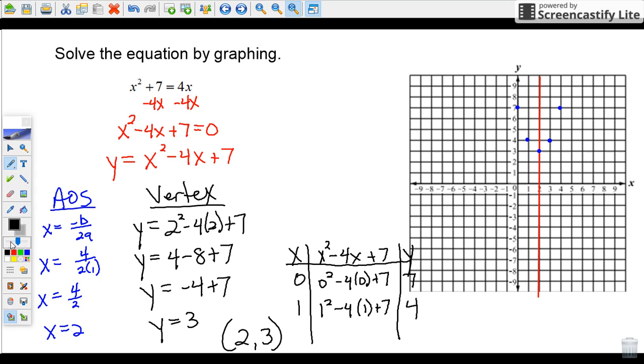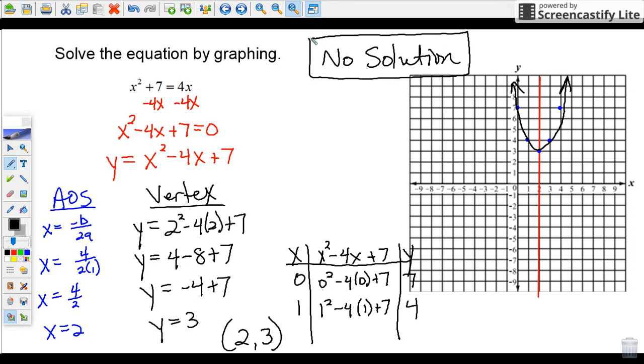This parabola does not intercept the x-axis at all, so this one has no solution. And that is how you solve quadratic equations by graphing.